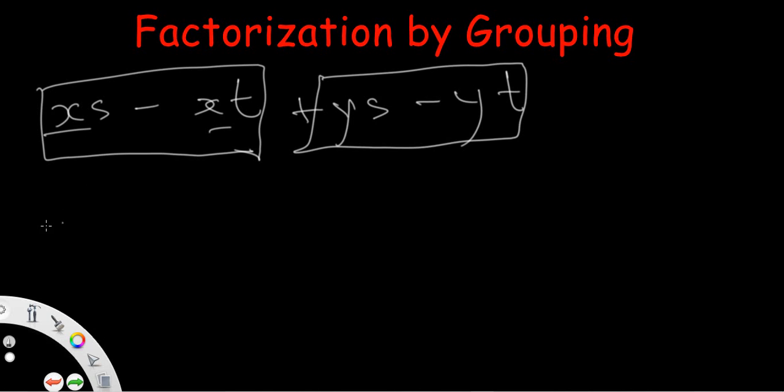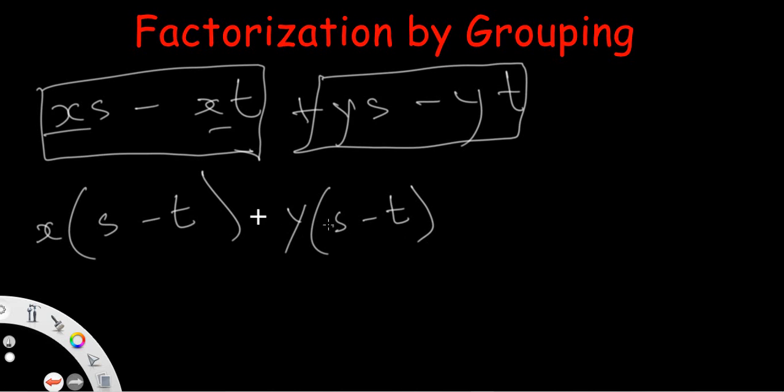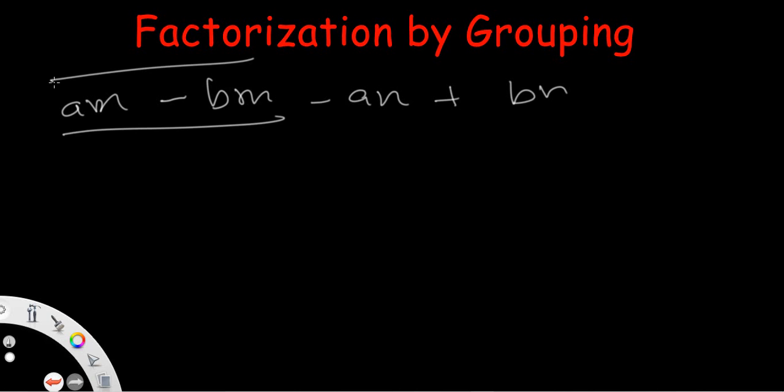So here I see X is common in both the terms in the first group. So I can take X outside the bracket, write S, because X times S is XS, minus T, because X times minus T is minus XT. Okay, and in the second group, we can take Y as common, and then write S minus T, because Y times S will give us YS, Y times T will give us minus YT. Just that simple. Okay, so let's do AM minus BM minus AN plus BN.